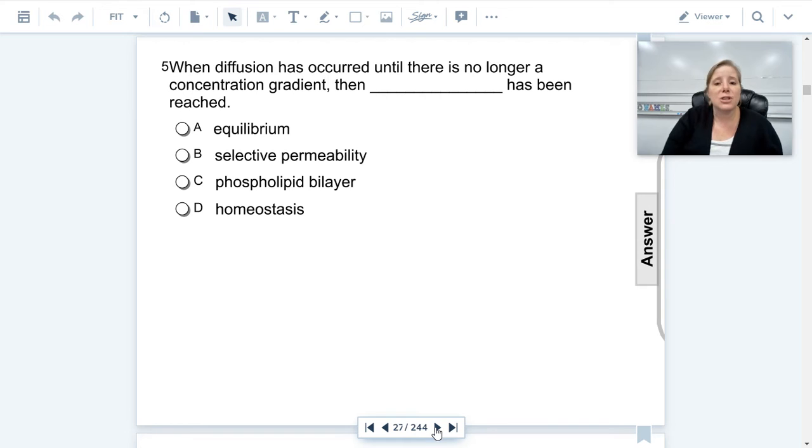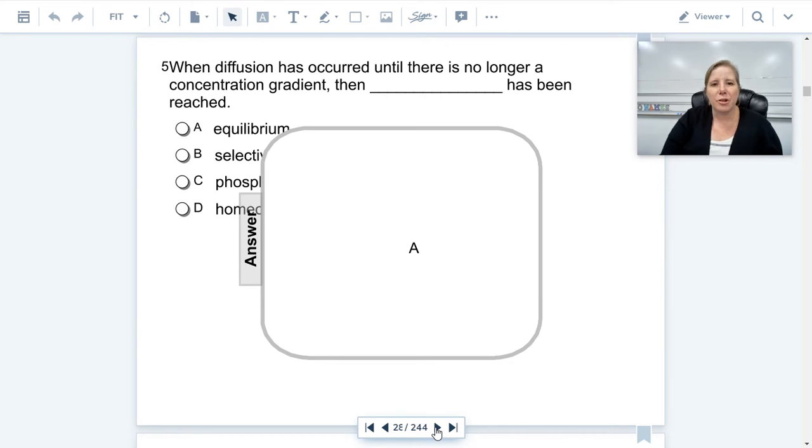So when diffusion has occurred, there is no longer a concentration gradient. Then blank has been reached. Equilibrium, selectively permeable, phospholipid bilayer, or homeostasis. Get your answer? Did you say equilibrium? You are correct. They're going to want to have equal amounts of something in and out if it's diffusion, which is a passive transport.